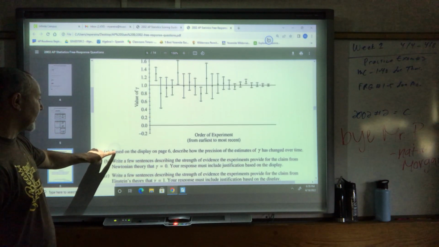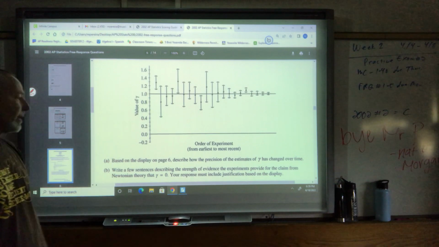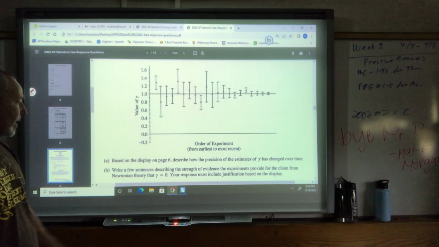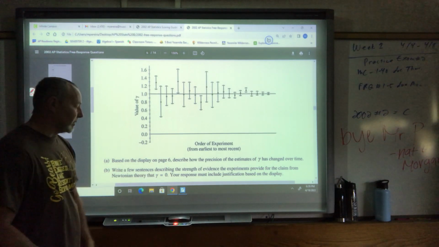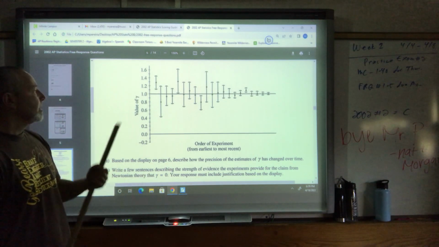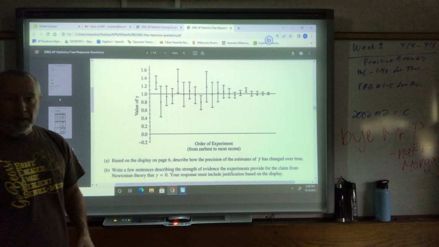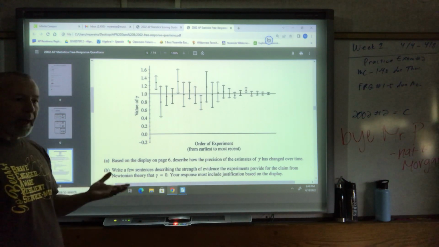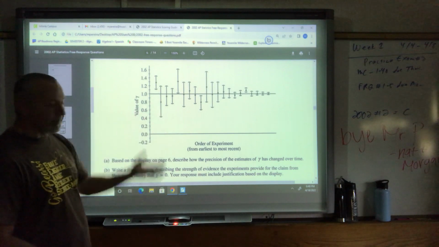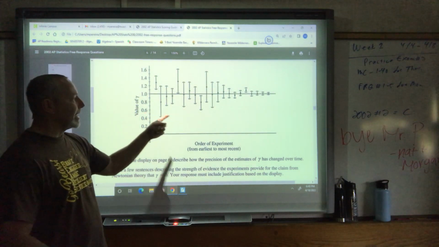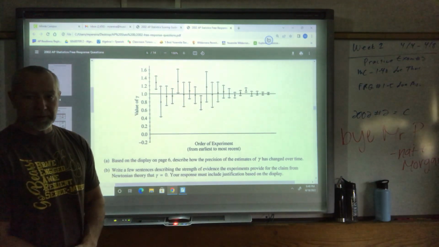Write a few sentences describing the strength of evidence experiments provide for the claim from Newtonian theory that that value is 0. And again, there is no evidence because 0 is not a possibility. And I want to say how I know that, even though it's obvious to you, I'm sure, because 0 is not a possibility or contained in any of the intervals that we found.